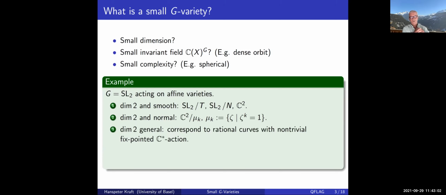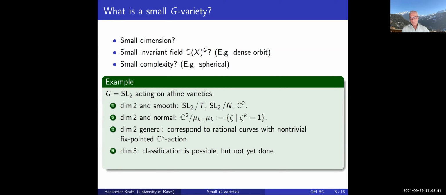If we go to dimension 2 in general, then in fact the classification corresponds to the rational curves with a non-trivial fixed-point C-star action. This is one of the outcomes of our theory here. So rational curves with a non-trivial fixed-point C-star action, this is the same as general dimension 2 varieties under SL_2. Now let's take the next case, 3.